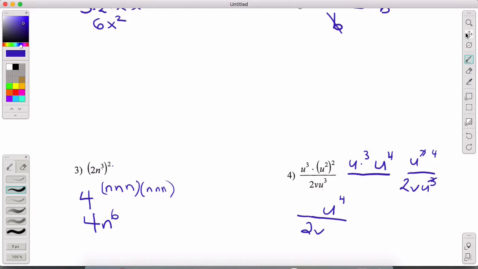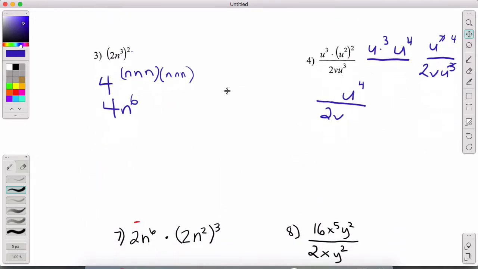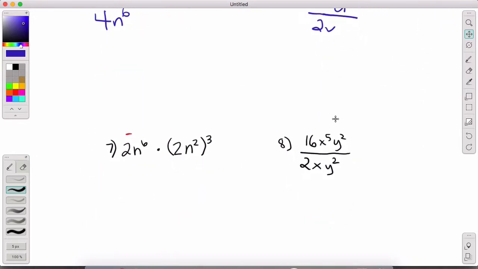I'm going to look at a few more problems with you now. These two problems are some examples where I've noticed some struggles in class, and I'm hoping I can clarify that with you now. So I may choose to expand these out a little bit so you understand what is happening. Okay, we have 2 times n to the 6th power multiplied by 2n to the 2nd power raised to the power of 3.